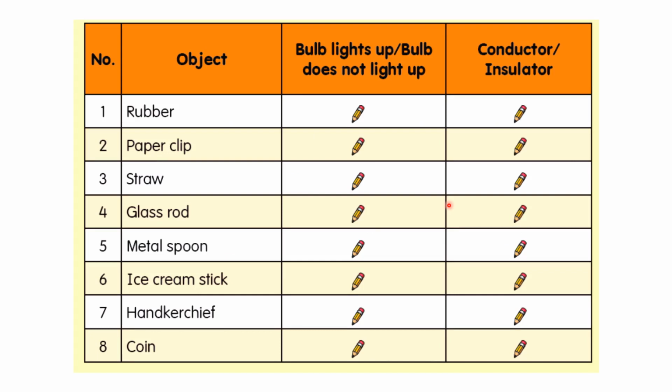Here is the table of observation. We list down all the objects that we used to replace the switch. There are 8 objects here, and then we need to record our observation, whether the bulb lights up or the bulb does not light up, and then whether the object is a conductor or insulator.